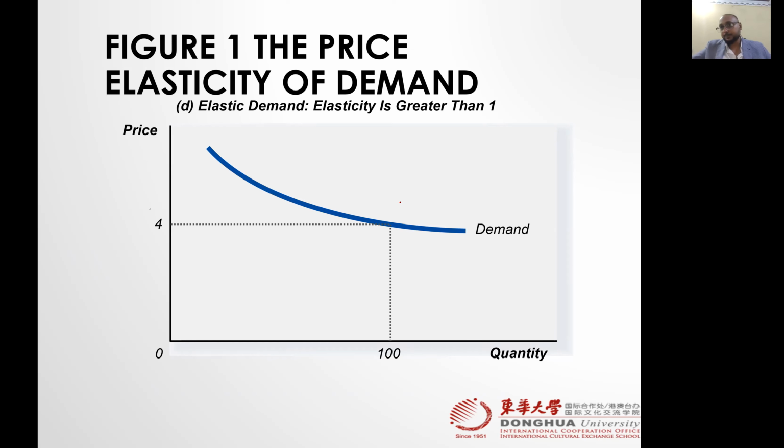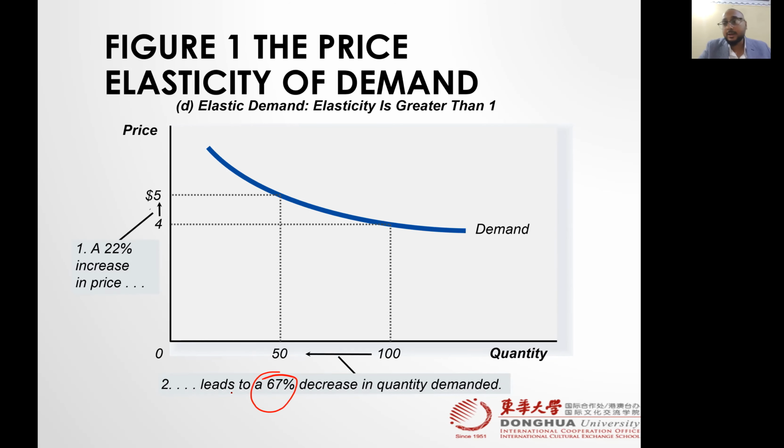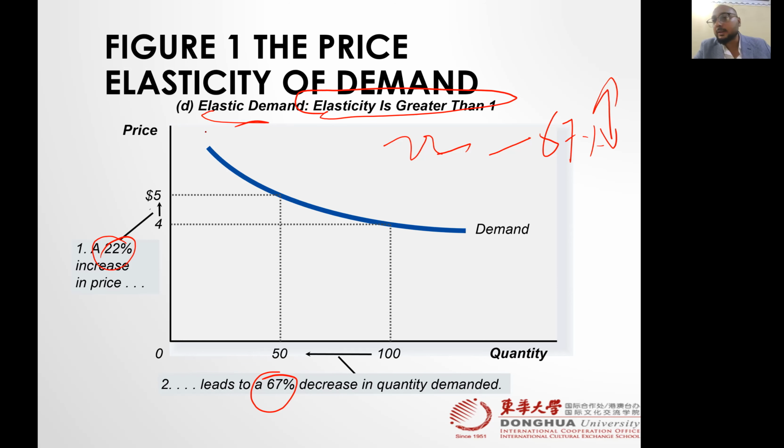What about the one which is more flatter? See, it closely resembles the x-axis. So you see here, a 22% increase in price causes a 67% decrease in quantity demanded, right? That means 22% as compared to 67%. This is a huge change. So definitely elasticity is greater than 1, and this is an elastic or highly elastic demand curve.